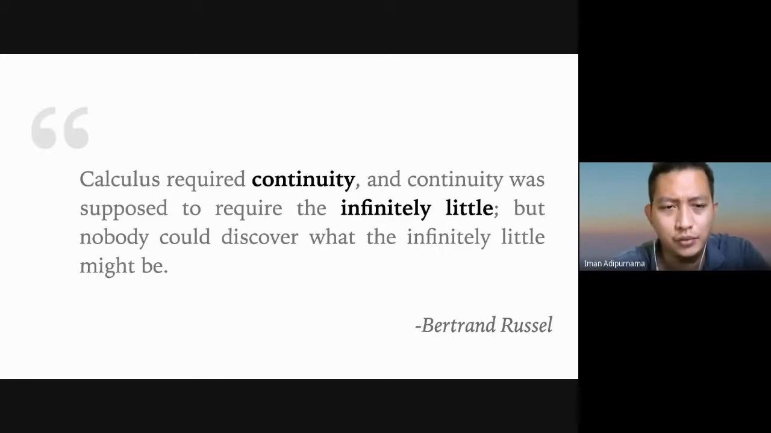If you are confused about this, just remember continuity and infinitely little. The two words that I bolded, continuity and infinitely little, are the key for calculus.